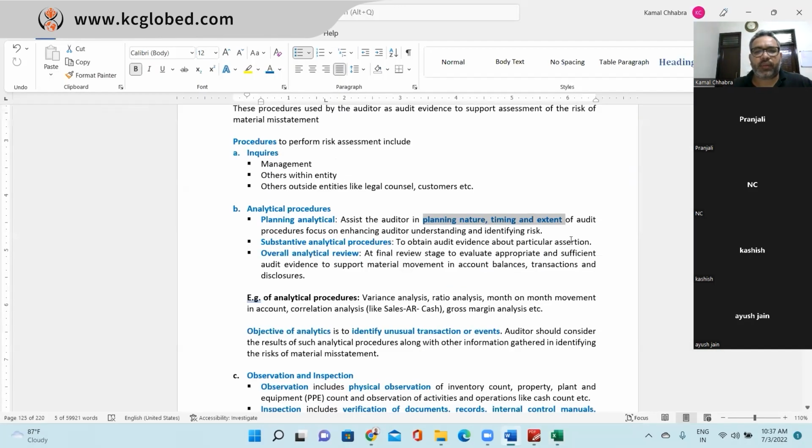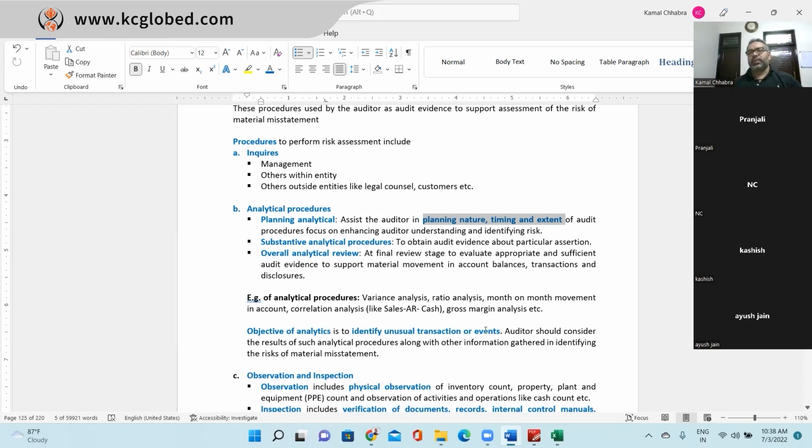Now let's come here. Third one is overall analytical review. This we do at the conclusion stage. So once you have done the planning, you have identified the risk, you have planned the audit procedure, you have conducted the audit procedure, you have done the substantive analytical procedure.